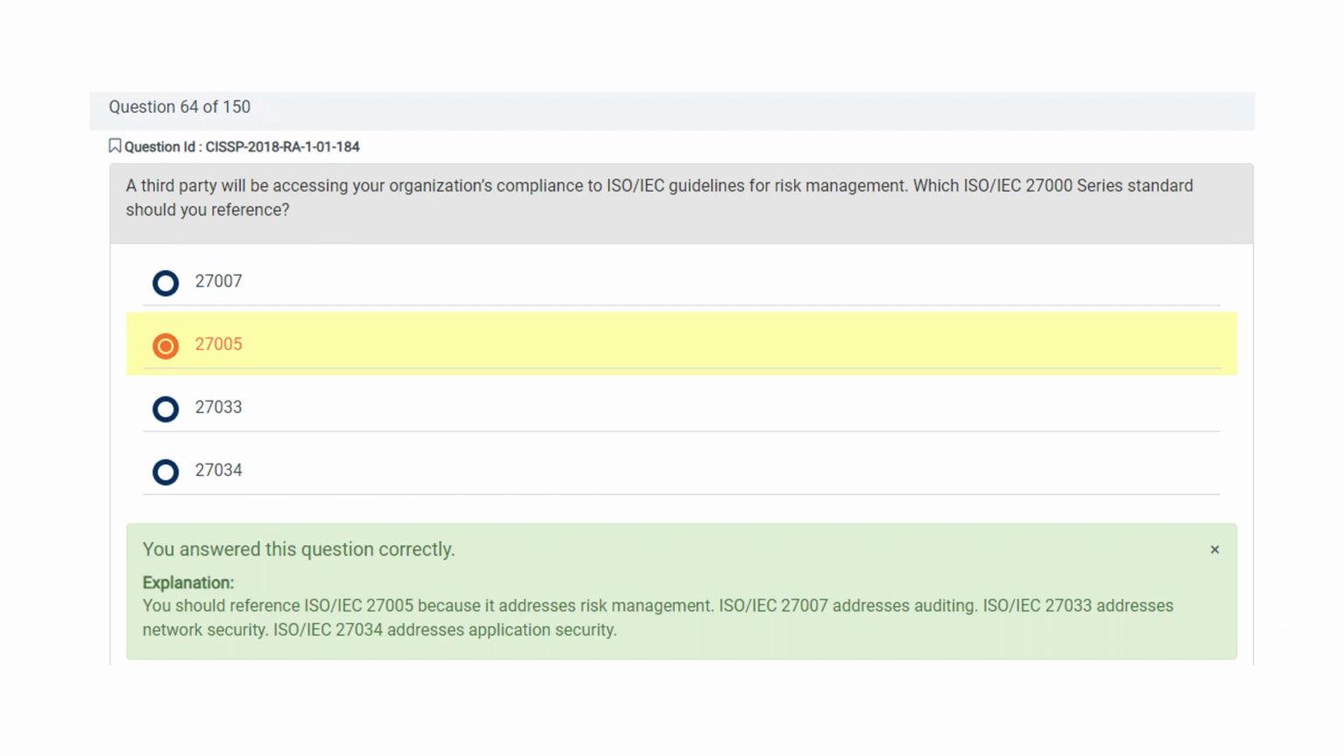The correct answer is 27005. You should reference ISO 27005 because it addresses risk management. ISO 27007 addresses auditing, ISO 27033 addresses network security, and ISO 27034 addresses application security.